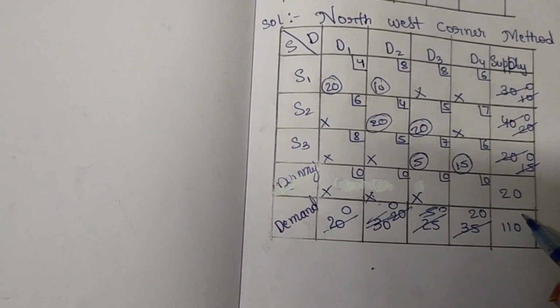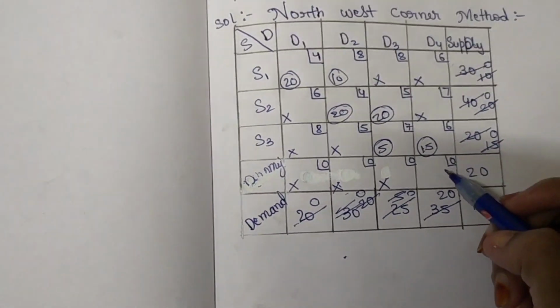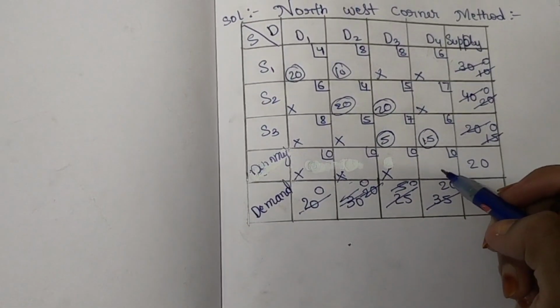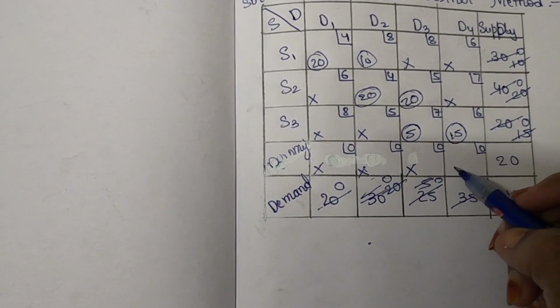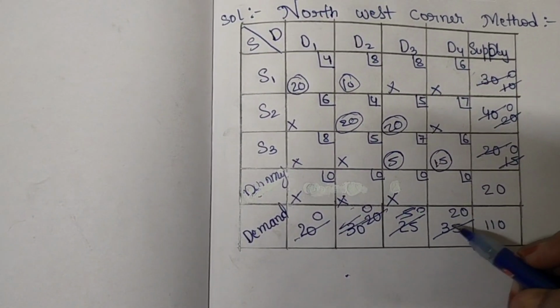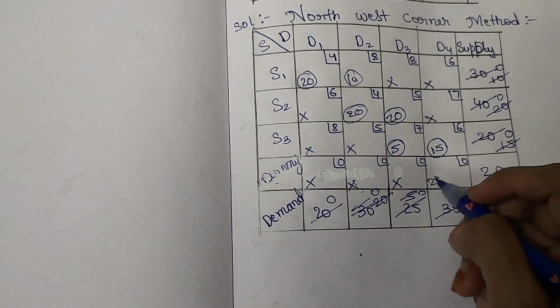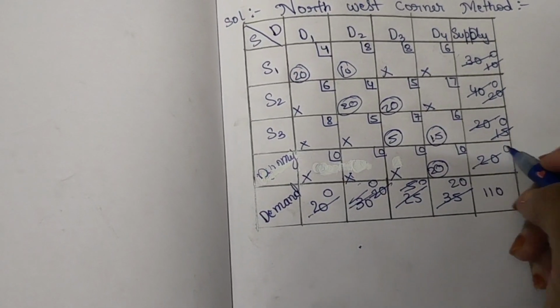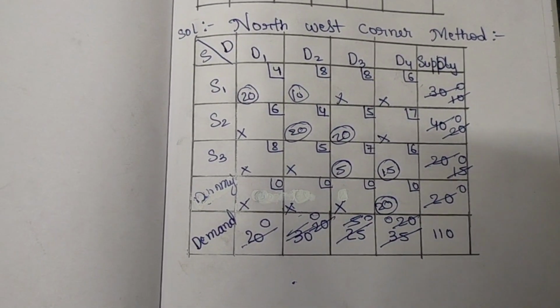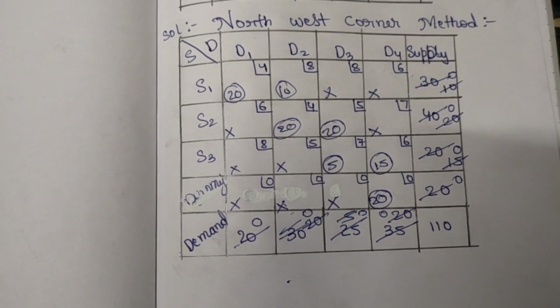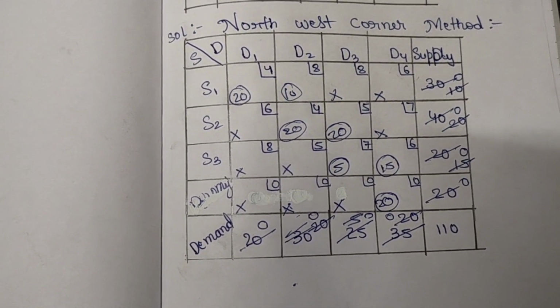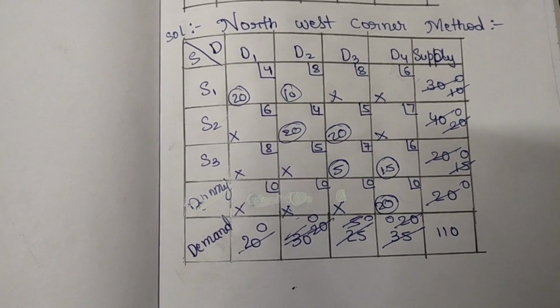Now the next cell, which is the last northwest corner cell, is D4 and the dummy cell. We have 20 units in both. So we will allocate those 20 units. Both become 0. This is how we have to calculate the northwest corner method under transportation problem.